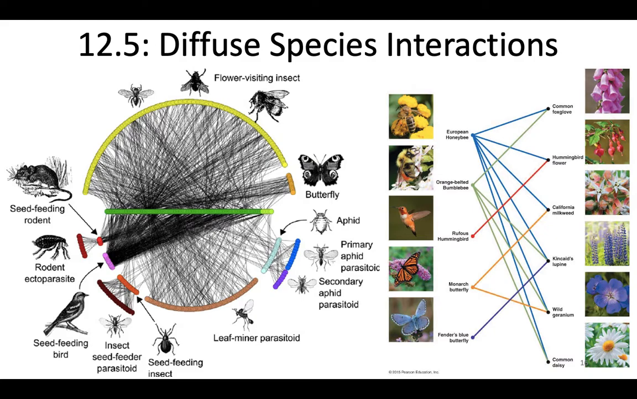Anyway, this bumblebee feeds on lots of different plant species. So they're diffuse. It's not really a one-to-one kind of thing, and some species interactions maybe have more or less effect on the species in the interaction than others.